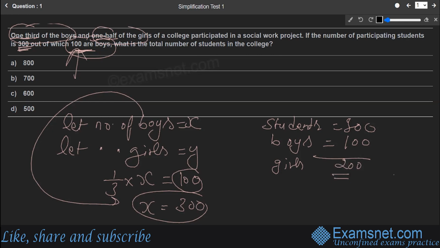And if we read the question, he says 1/2 of the girls participated. So 1/2 of the girls will be half of y, and that will be equal to 200. This will give me y is equal to 400. So from the strength of the participating girls we can calculate the total number of girls, that is 400. So there are 300 boys and 400 girls. What is the total number of students in the college? It is going to be 300 plus 400, that is 700, which is the right answer.